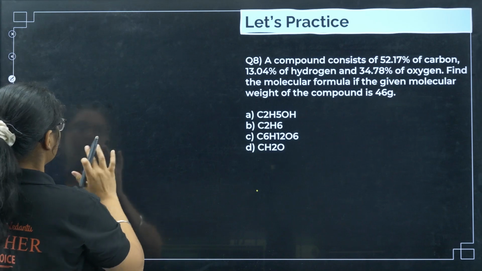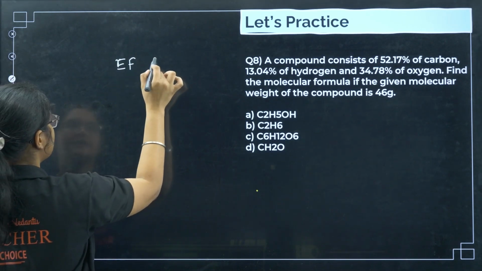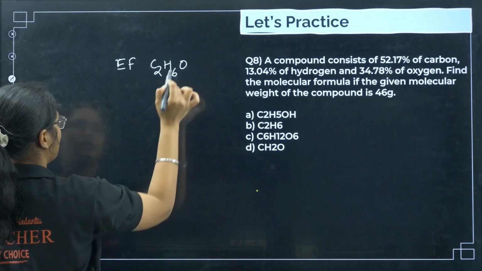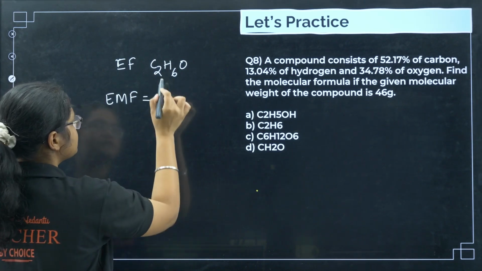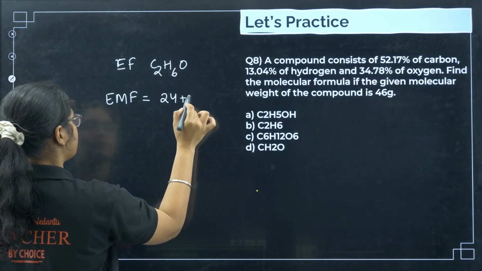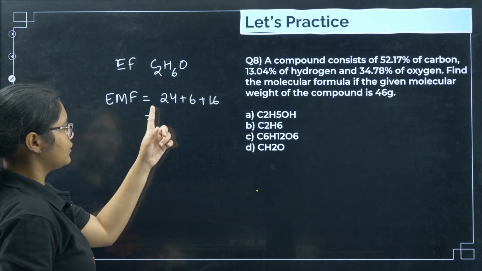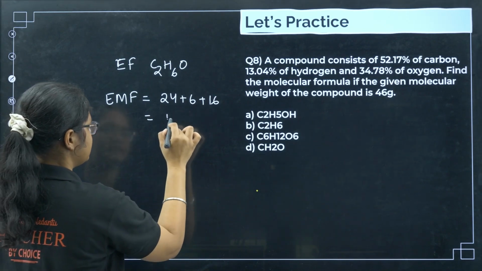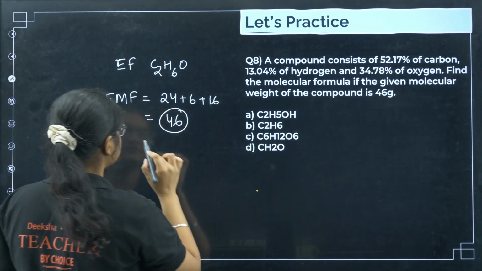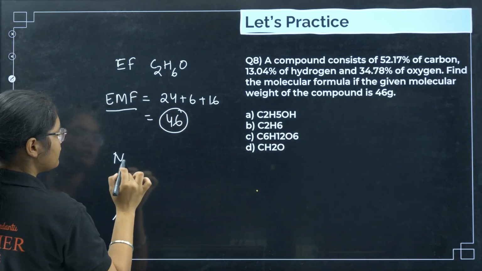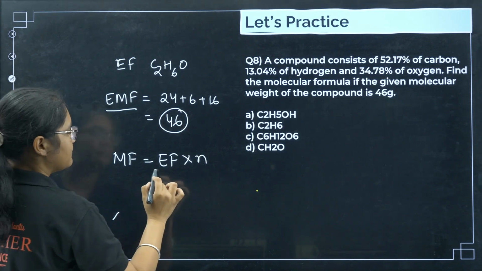Okay, next what I can do? I have got by this time the empirical formula as C2H6O. Now what is empirical formula mass? It is 12 2s are 24 plus 6 plus 16. That will give me 12 2s are 24, 24 plus 6 30, 30 plus 16 is 46. Now this is your empirical formula mass. Now molecular formula is equal to empirical formula into N.